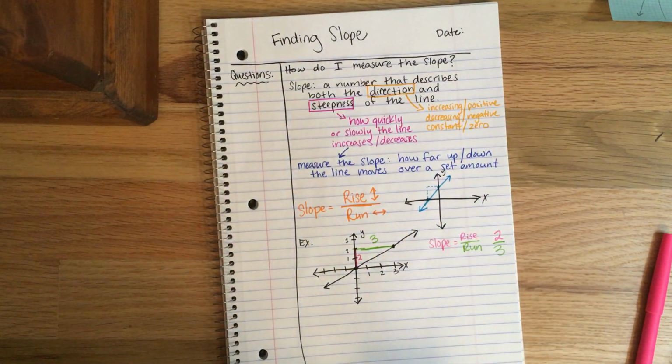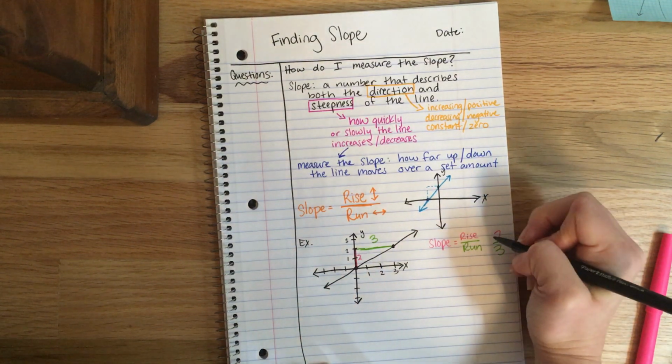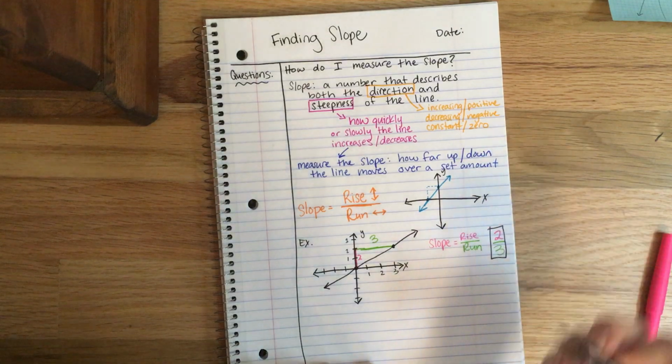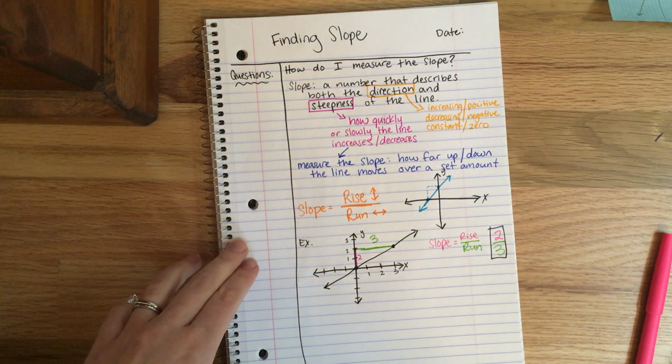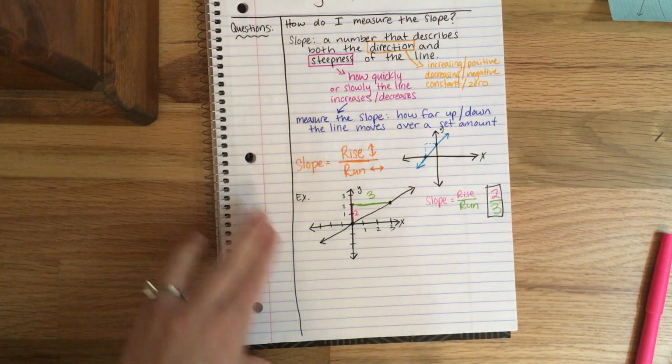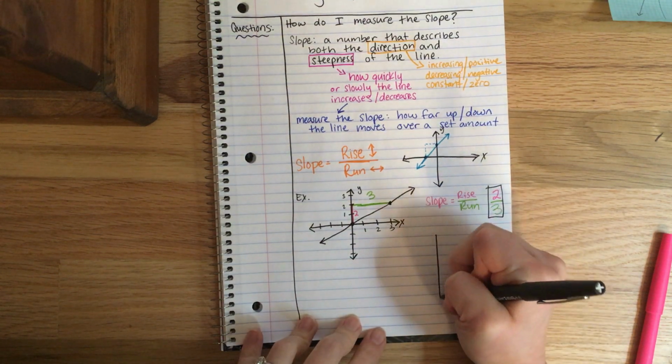And then the best part about slope is we just get to leave it as that. I said it was positive because it's increasing. And it's a rise of 2 over the run of 3. So my slope is 2/3. I'm just going to keep it as a fraction. Let's try one more here, and then you're going to do some practice problems.